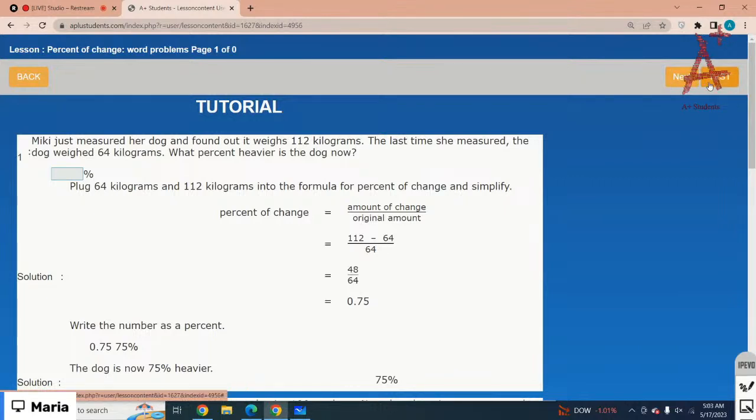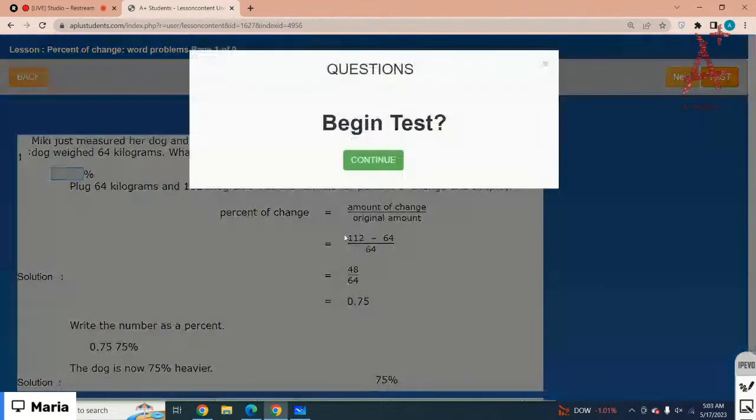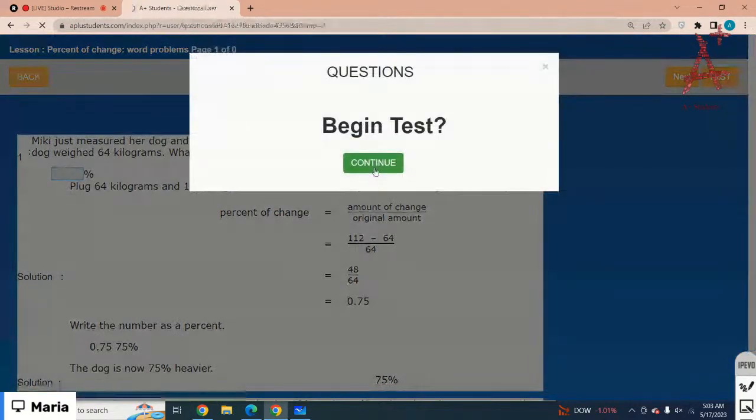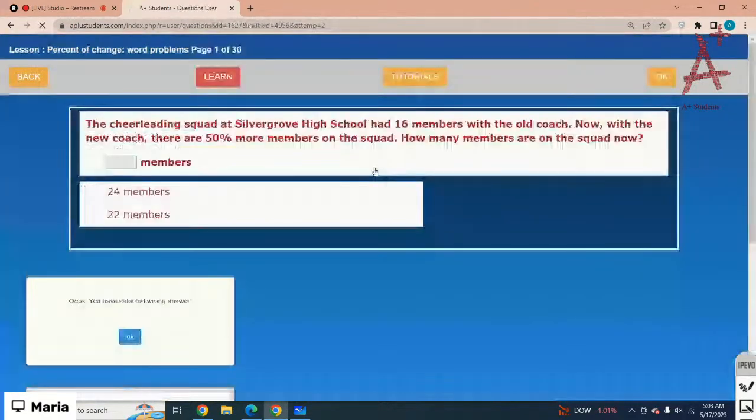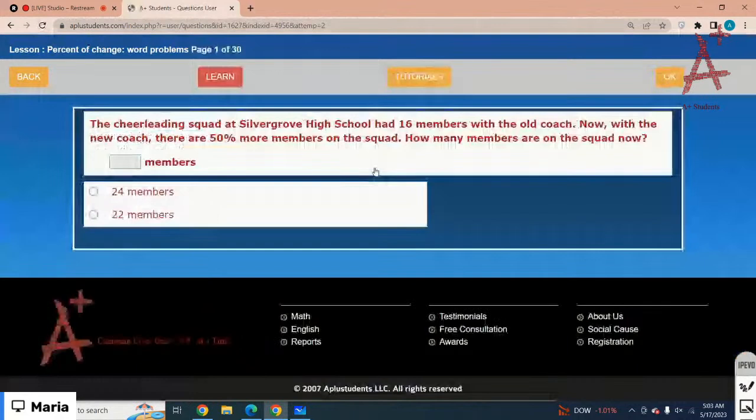Let's start with the test question. Okay, the cheerleading squad at Silver Grove High School had 16 members with the old coach. Now with the new coach, there are 50% more members on the squad. How many members are on the squad now? So which is the correct option?